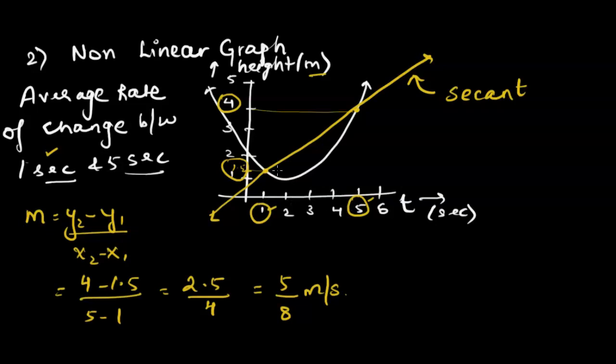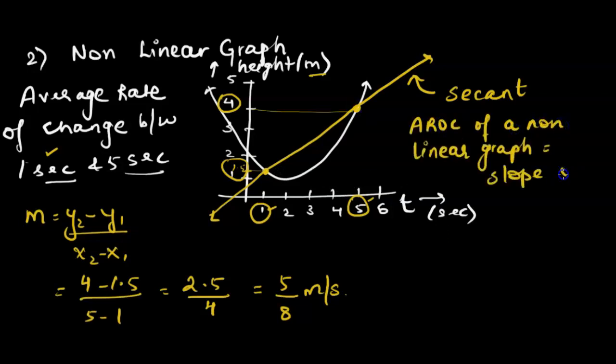And why is that so? Because this line has been drawn keeping in mind these 2 points. In other words, we can say AROC of a nonlinear graph is equal to slope of the secant line. So what are the steps to find out AROC when it's a nonlinear graph? Given the 2 points, we would use the points to draw a line through it. That is called secant. And all we have to do is just find the slope of the secant line.